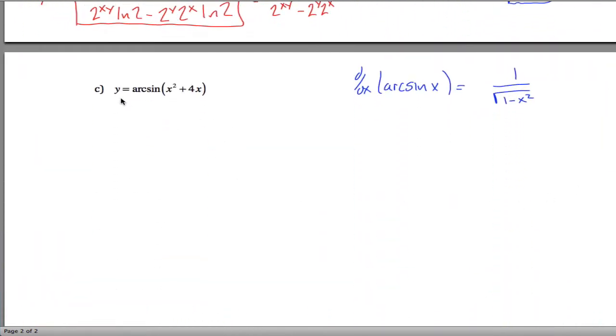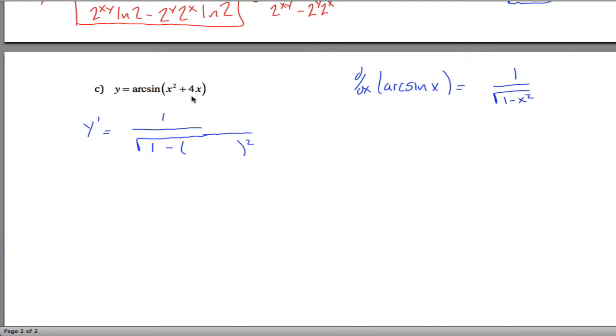So what it wants me to do is find y prime. Well, I could just take the derivative of both sides. Y prime equals the derivative of arc sine of x, which would be 1 divided by the square root of 1 minus x squared. But I don't want the derivative of arc sine of x. I want the derivative of arc sine of x squared plus 4x.